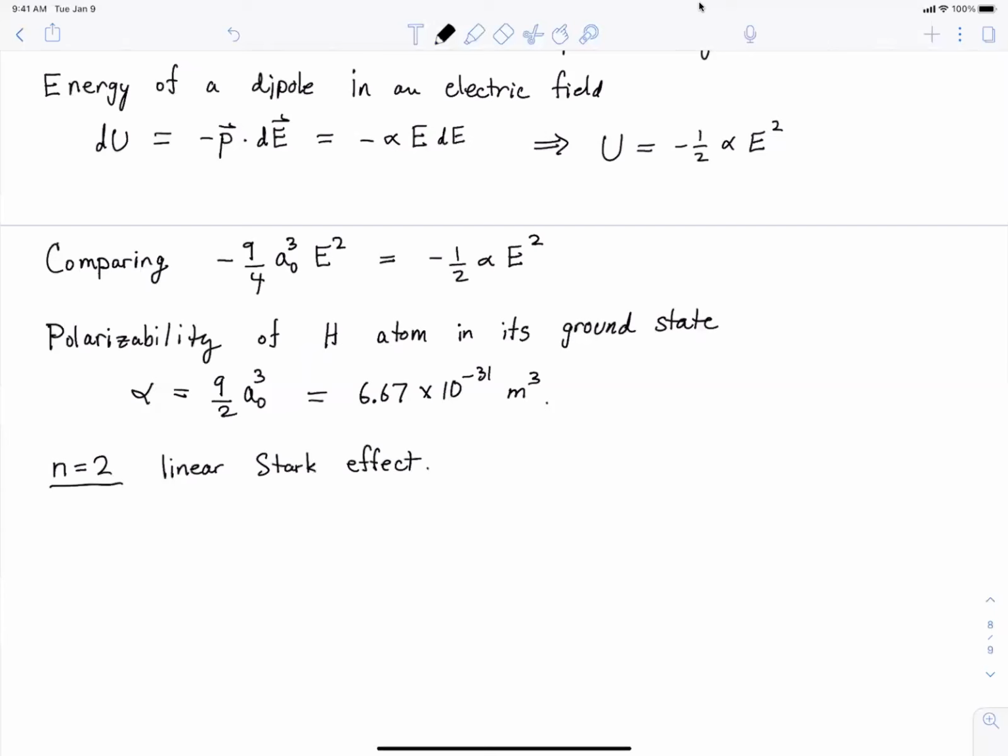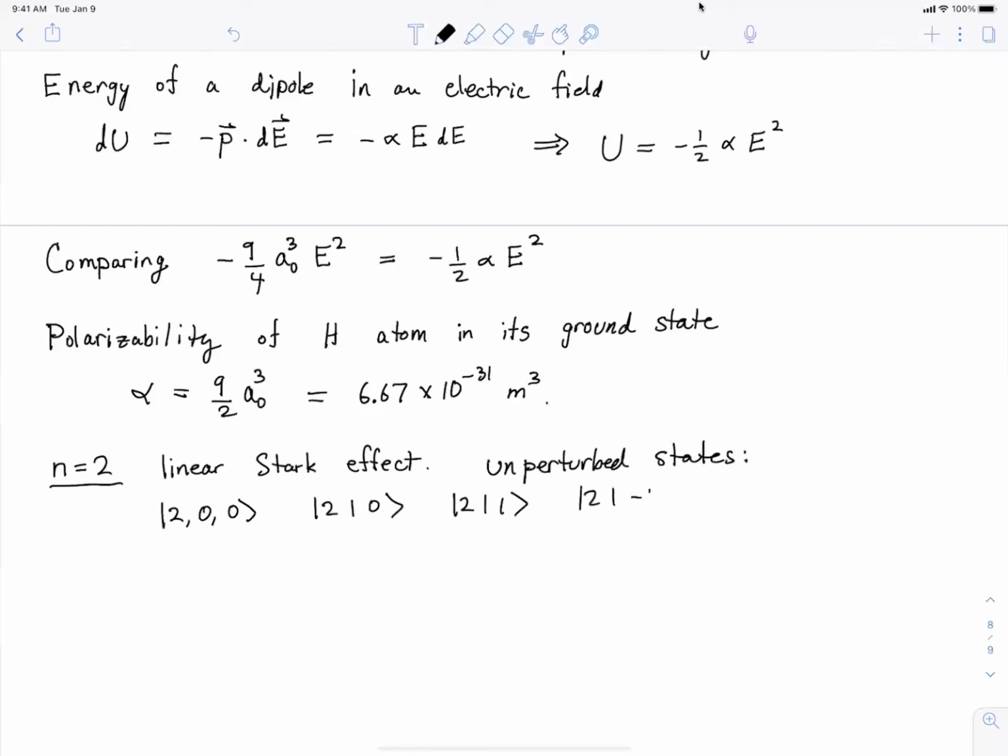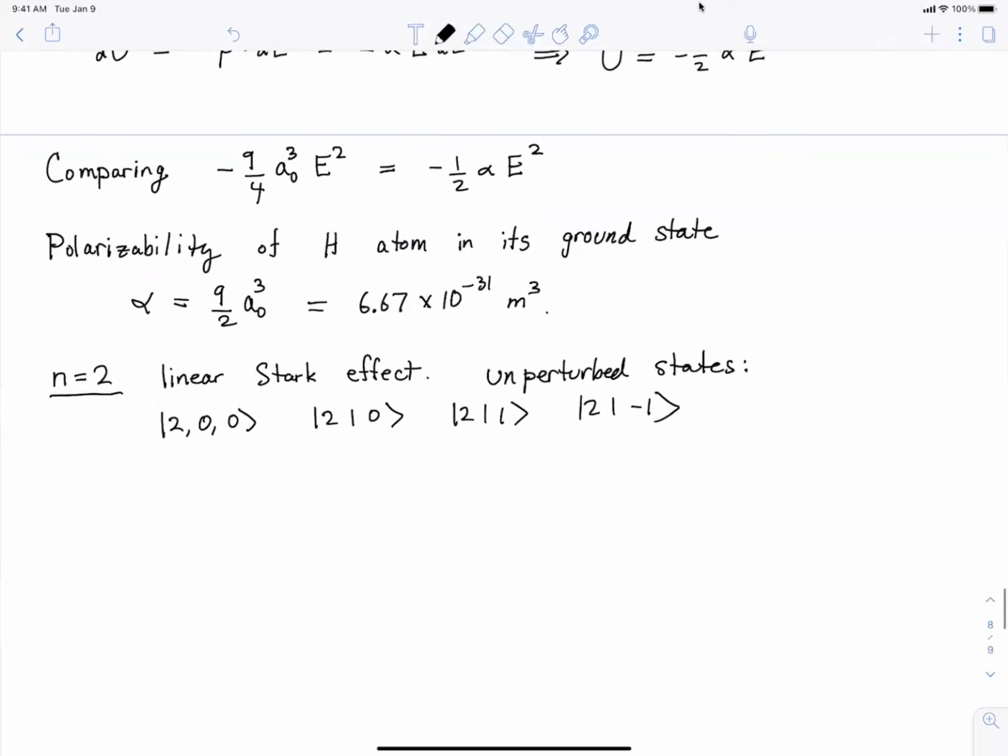Okay, so for the n equals 2 state, there's actually 4 of them. So the unperturbed states look like the following. In nlm notation, they are 2, 0, 0, and 2, 1, 0, and 2, 1, 1, and 2, 1, minus 1. Okay, the degeneracy of the n level is always n squared, so that's all of them.